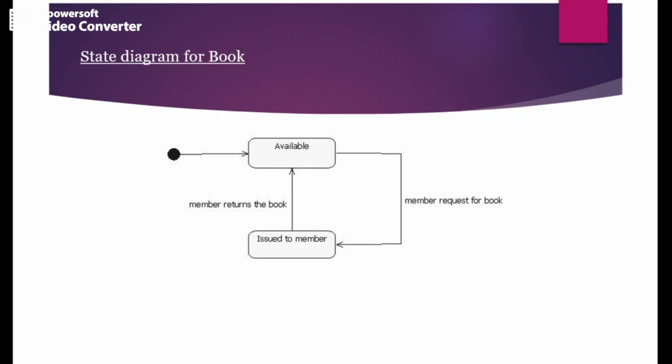Clear? So the first state is the available state, meaning the book is available now. The member will request for that book. It is available, so on the member's request the book will be issued to the member. So this state came. Now from the issued to member state, it can move back to the available state. How? When the member returns the book, it moves to the available state. Now the book is again available.